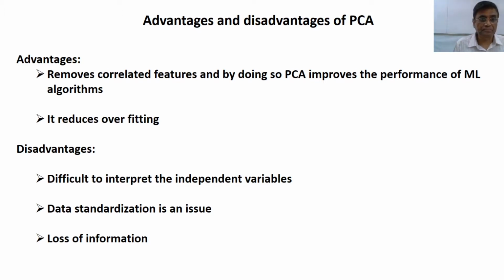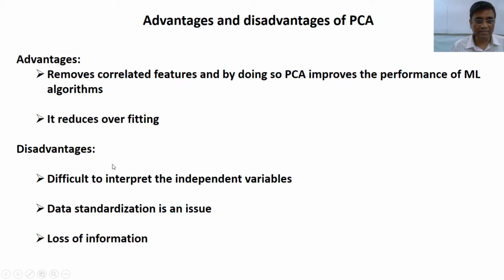It has advantages. For example, it removes correlated features, and it improves machine learning algorithms. So whenever you have some data and you suspect that there are correlated features, you can run PCA to remove them. Also, by that process, it can reduce overfitting. However, there is no free lunch, as I say.